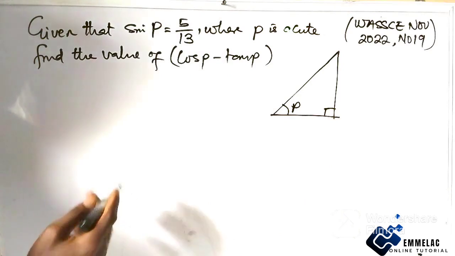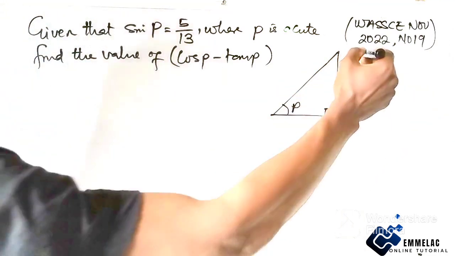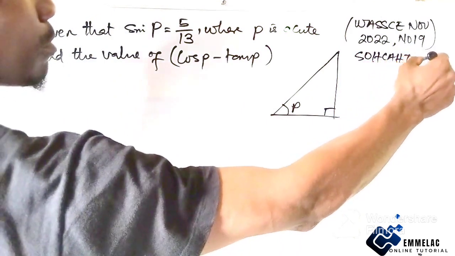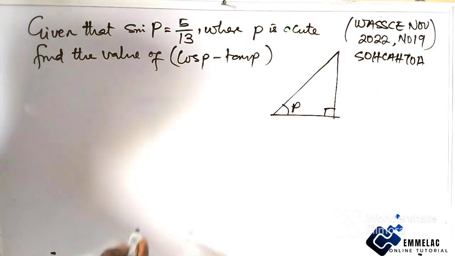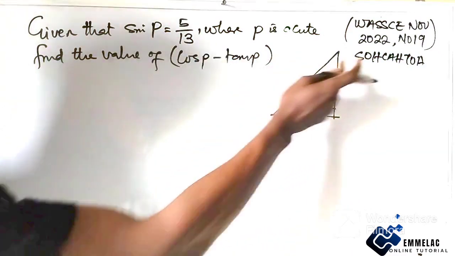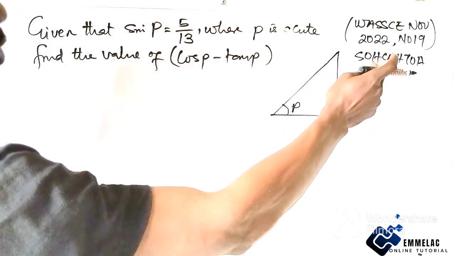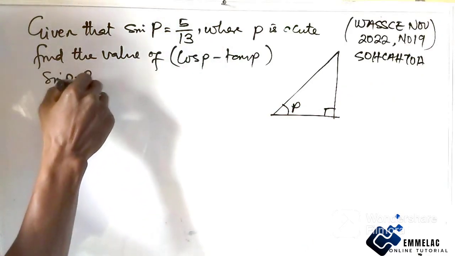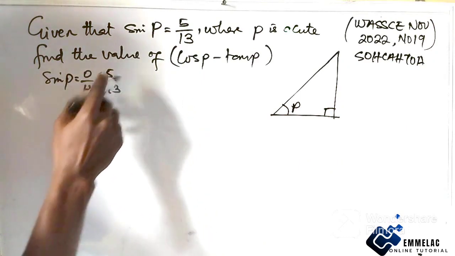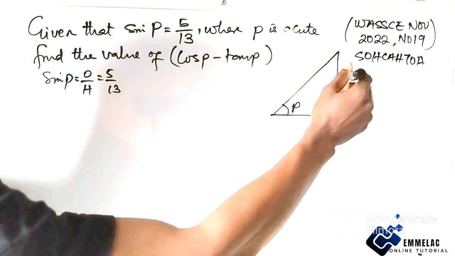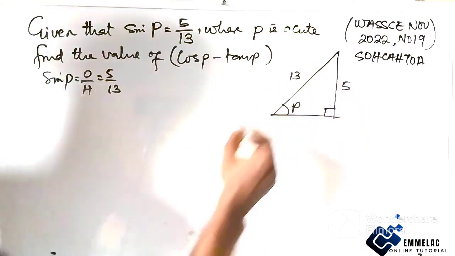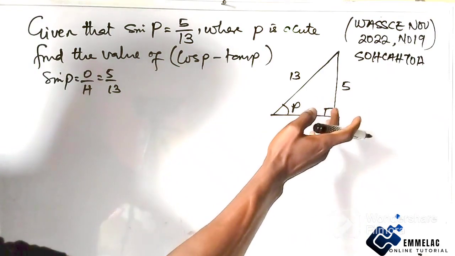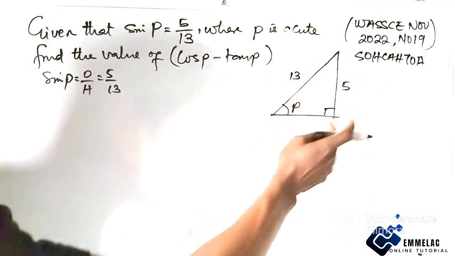We know from SOHCAHTOA, that is the trigonometry ratio, that sine is opposite over hypotenuse. So sine p, opposite over hypotenuse, is 5 over 13, which is 5 here and 13 here. Now for us to get this other side, we will use the Pythagorean theorem.